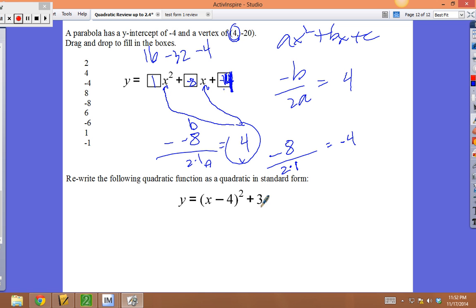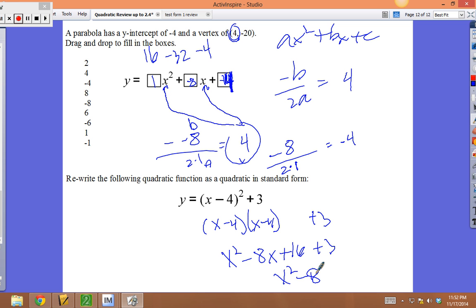Last one. Rewrite this in standard form. So x minus 4 squared plus 3. That's going to be x minus 4 times x minus 4 plus 3. X minus 4 times x minus 4 is x squared minus 8x plus 16 plus 3. So it's x squared minus 8x plus 19. So your a is 1, your b is negative 8, your c is 19. There we go, standard form. That is it.